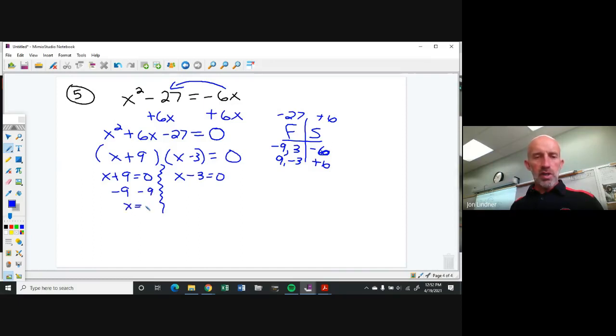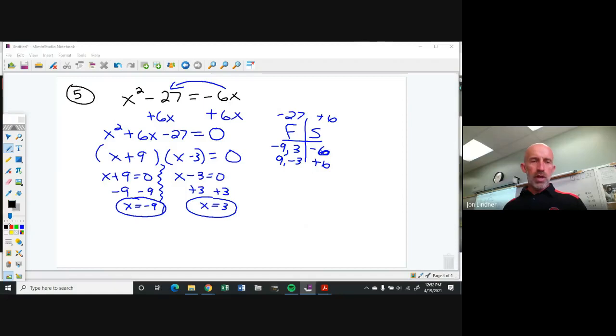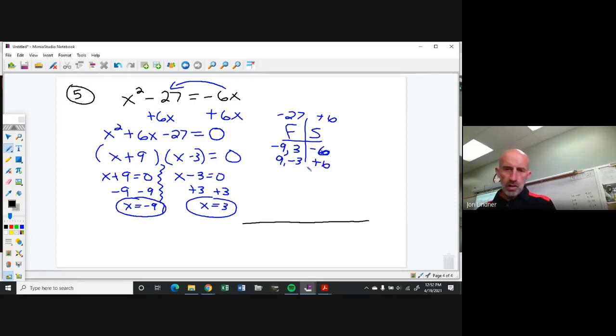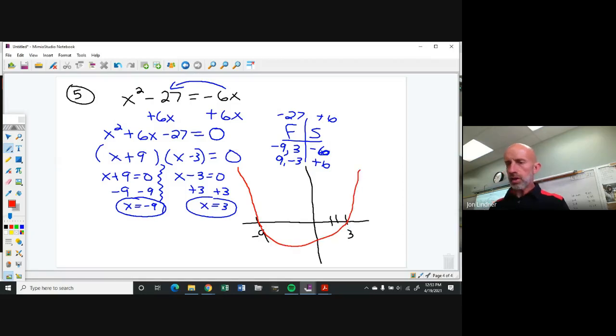So one of the answers is negative 9. This one, of course, is going to be positive 3. And when we get ready to graph this thing, those are the intercepts. I do want you to graph the ones that you solve tonight so that you can see the idea. 1, 2, 3 is there. Negative 9 is over here. And then my U-shaped parabola goes through those two intercepts, like so.